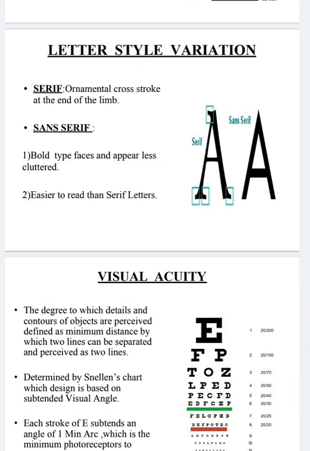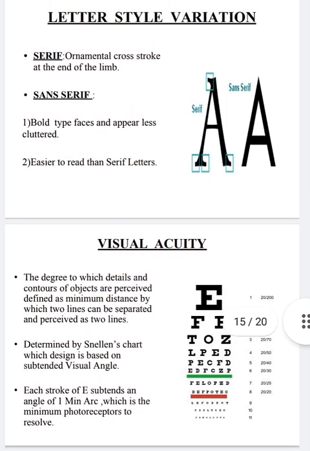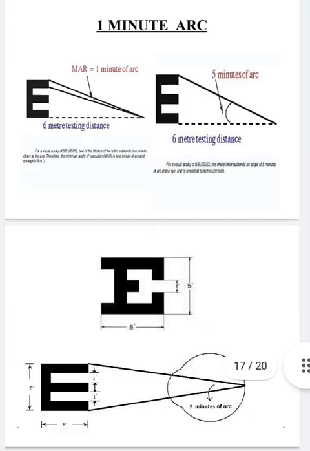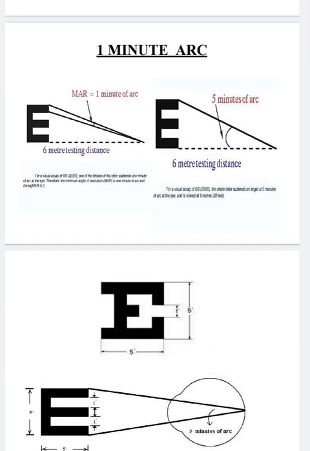It is determined by Snellen's chart, whose design is based on the subtended visual angle. Each stroke of the letter subtends an angle of 1 minute arc, which is the minimum the photoreceptors can resolve. Now you can see in this diagram that each stroke is subtending 1 minute arc, but collectively all 5 strokes of the letter E subtend an angle of 5 minute arc. This is the same here: collectively it is showing 5 minute arc and each individual stroke is showing 1 minute arc.